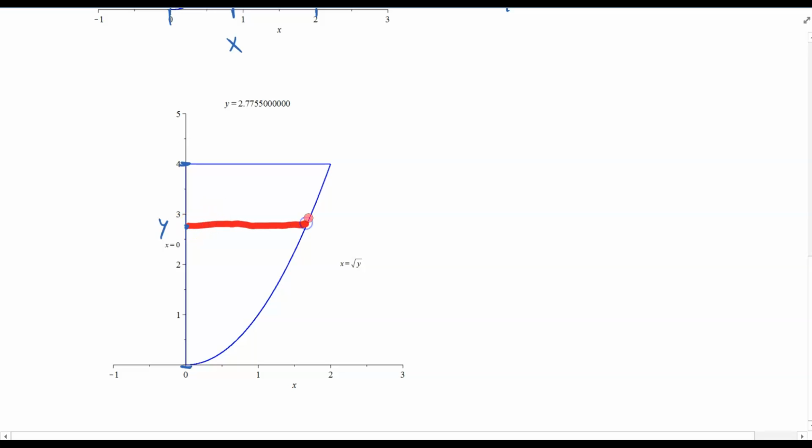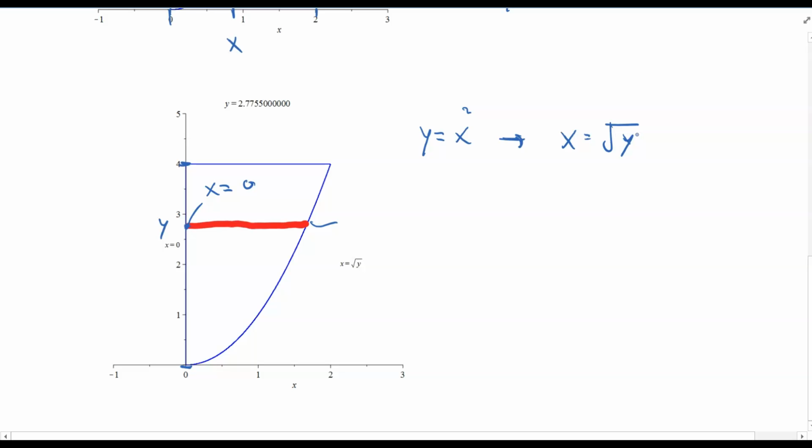Alright, now we have to specifically say what the value of x is at the left side and the right side. At the left side, for every y value, it's going to be 0. For the right side, that's going to depend on the height we're at. And we know this graph is given by y equals x squared. If we're given y in terms of x, we need to, in this case, solve for x by taking the square root. x is going to equal the square root of y.